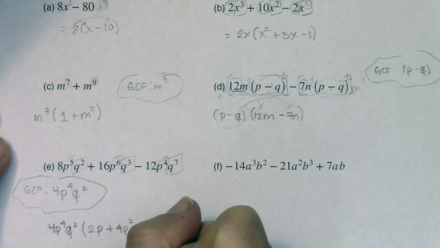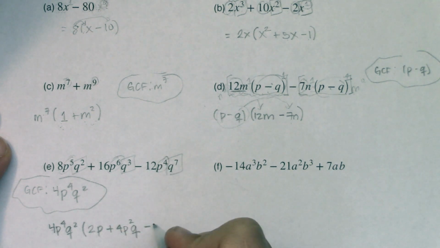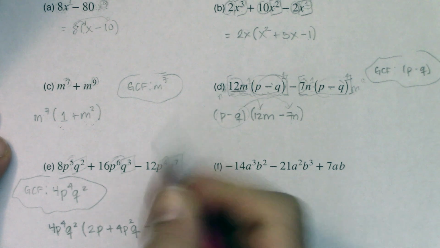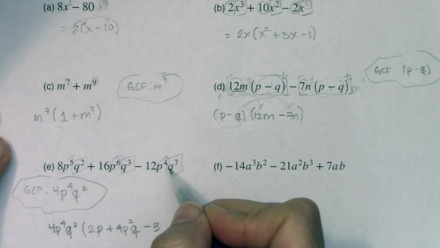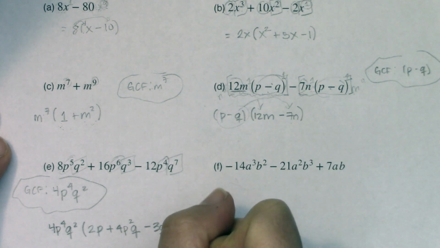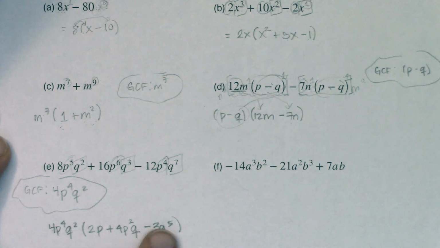All right, and I'm going to have a minus. All right, 4 to get to 12, 3. P to the 4th to P to the 4th, I don't need anything. Q squared to Q to the 7th, Q to the 5th. Right, so there I am factoring that out.